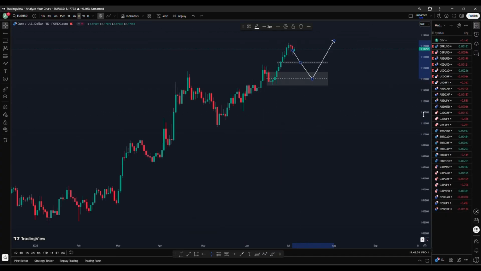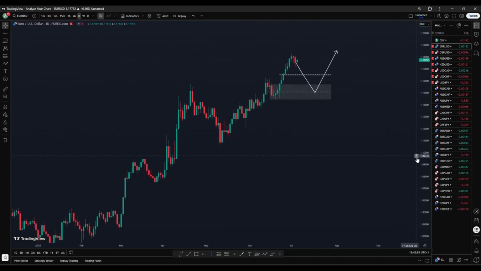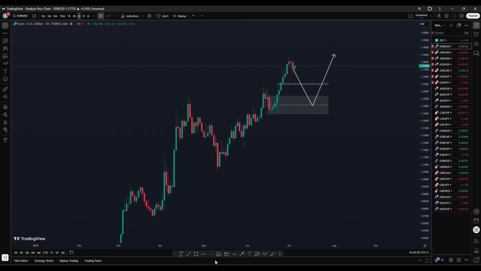So if that is going to happen, where would be our targets? Our target for this trade is going to be this old high right here. This one here. So this will be our first target because this is the first old high in sight. So this is going to be the target for the trade.